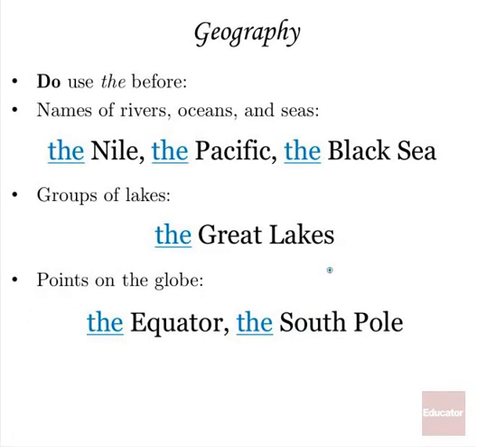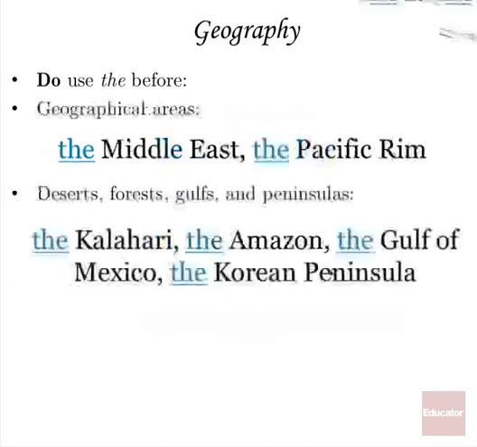Do use the before the names of rivers, oceans, and seas. The Nile, the Pacific, the Black Sea. Always, always, always. You can use it for groups of lakes, just as you did for mountain ranges and island chains. The Great Lakes. Lake Superior does not take an article, but the Great Lakes does. You also use the before points on the globe. The equator, the South Pole.